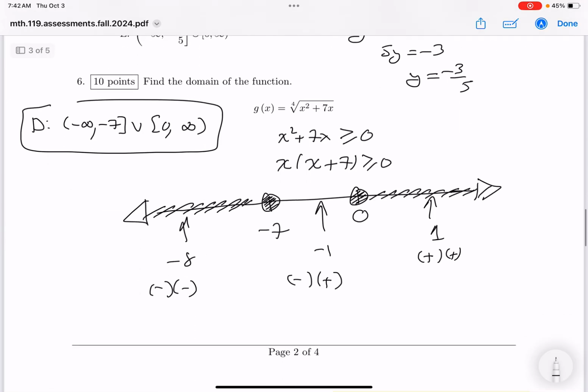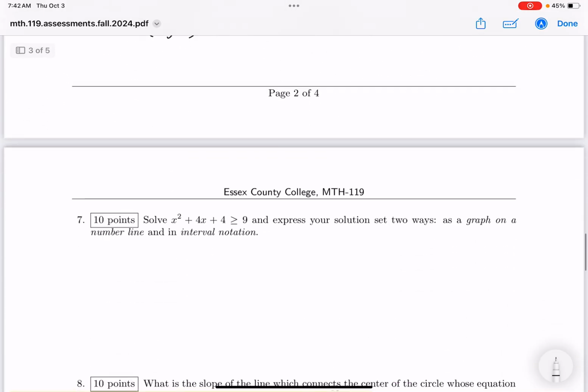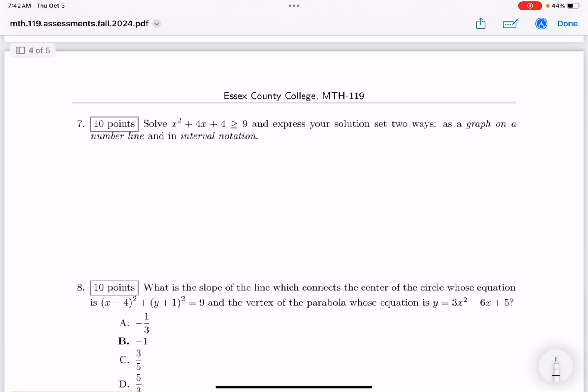Go to the next page, and on the next page, you got number 7. We're getting close to the end. This one says solve it. It's another inequality, and you need to graph it, put a number line. Well, first thing I notice is quadratic inequality, so I'm going to set equal to 0.